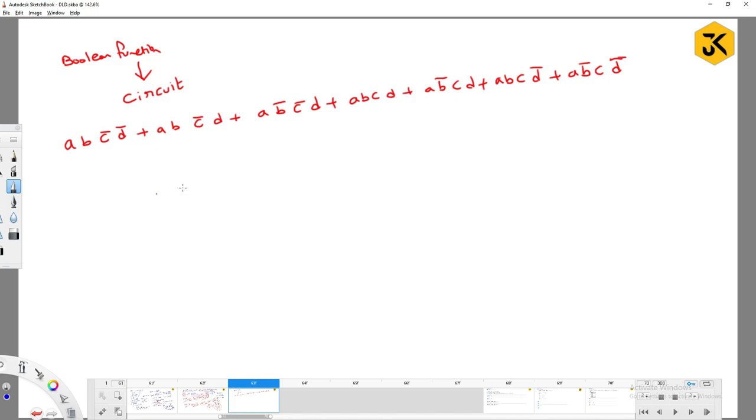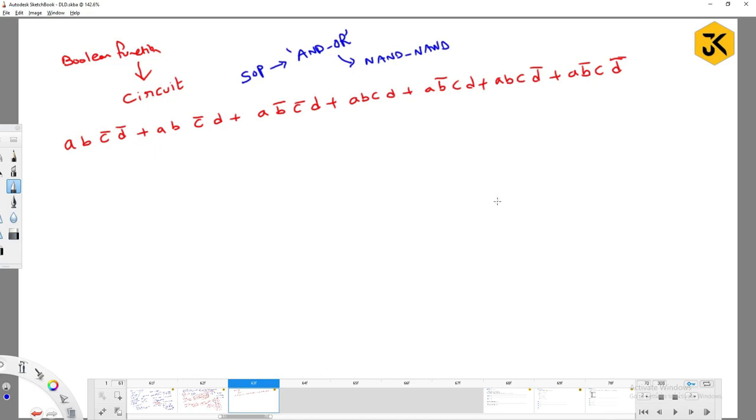Yes. Finally, it is in what kind of operation? Sum of the products. When it is in sum of the products, I can construct a circuit in AND OR combination easily, right? When I can construct an AND OR combination easily, I can implement it with the help of NAND realization also.